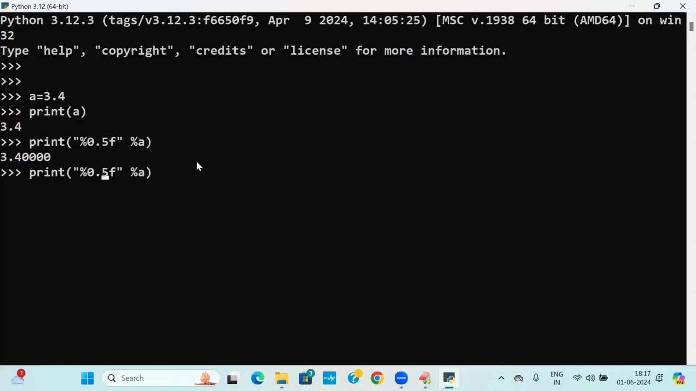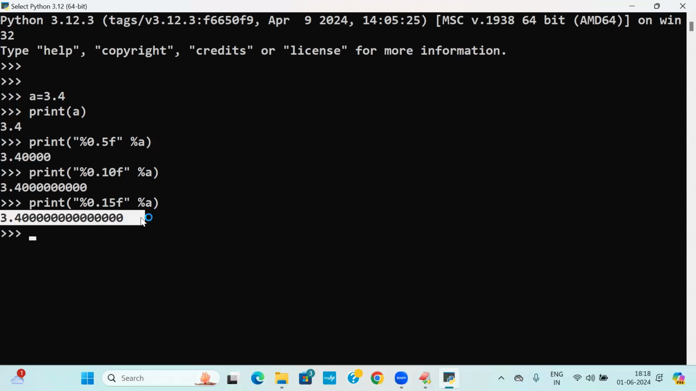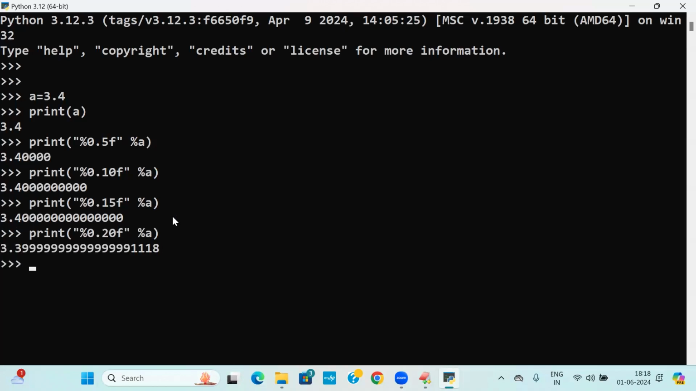Now here, students, I will increase to 10. 10 digits are printed, and it is still 3.4 only. I'll go to 15 digits, and it still prints 3.4 only. Next, you see 20. I will print 20 digits. When I go to 20, the value changes. So 3.4 is not definitely 3.4. It is 3.39999 and so on. Are you following me?